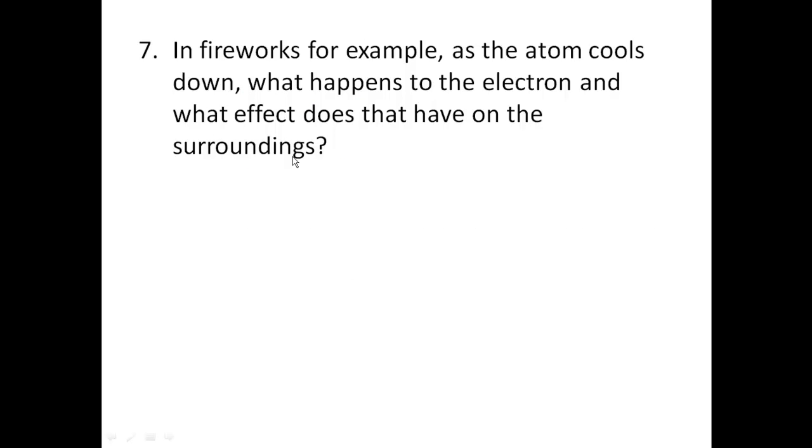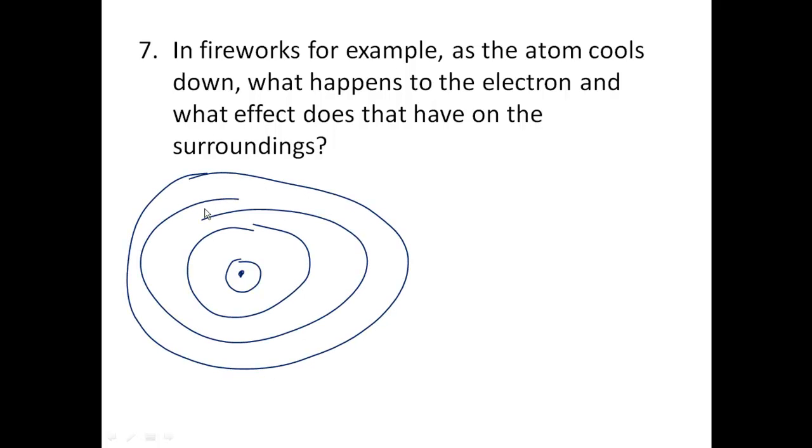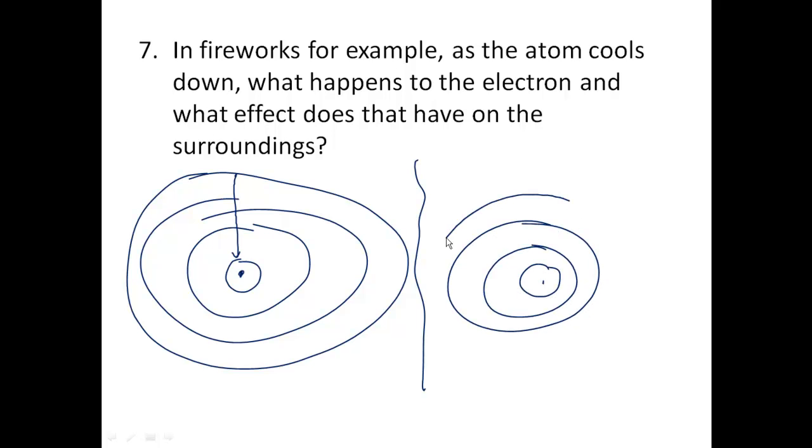In the fireworks example, as the atom cools down, what happens to the electron? And what effect does it have on the surroundings? Well, we have our atom. Now we have this electron that's out here somewhere. An example is the electron could fall all the way down here. And when it does, it gives off a certain amount of light. Now if we have an identical atom over here, and we have that electron that's way up here, it might only fall part way down. And then a moment later, it'll fall the rest of the way.